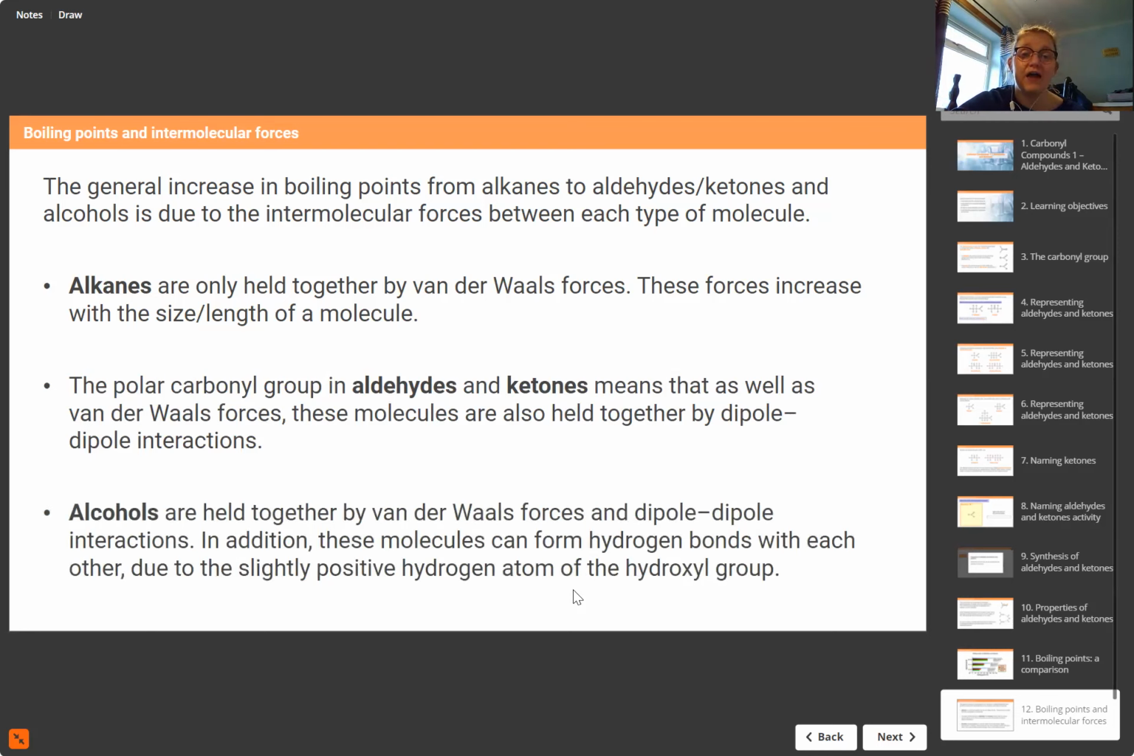And then alcohols have the highest boiling point out of all of these, and that's because they're held together by van der Waals forces and dipole-dipole interactions. As well as that, these molecules can form hydrogen bonds with each other, because of the slightly positive hydrogen atom in the hydroxyl group. So alkanes only have the one type of force acting on them, whereas carbonyl compounds have dipole-dipole as well, and alcohols have van der Waals, dipole-dipole, and hydrogen bonding. So there are more different types of intermolecular forces that need to be broken, which means alcohols have the highest boiling point out of all the molecules.